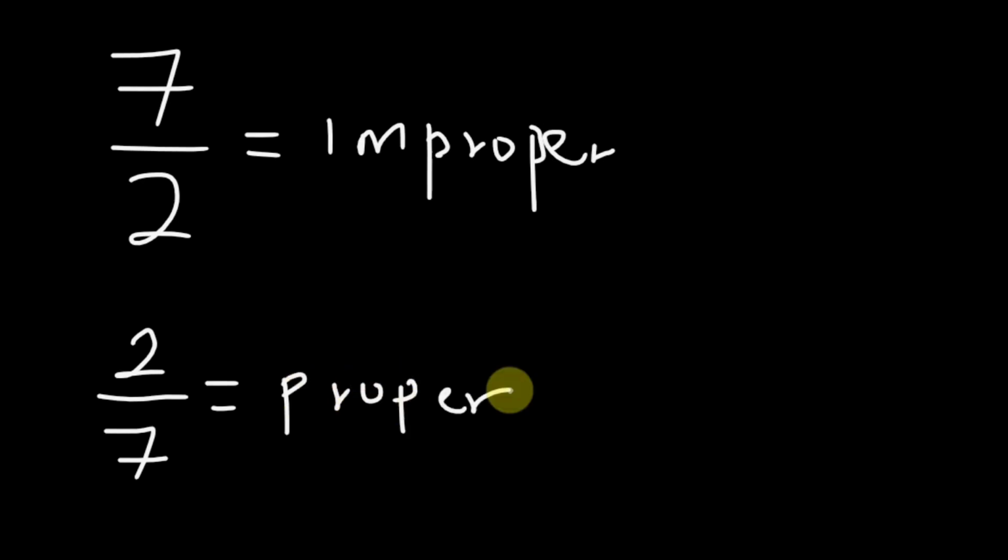So from here, having understood this, we can then go ahead to look into some examples of how we can express our numbers as a mixed fraction, or change from proper fraction to mixed fraction, or improper fraction to mixed fraction.